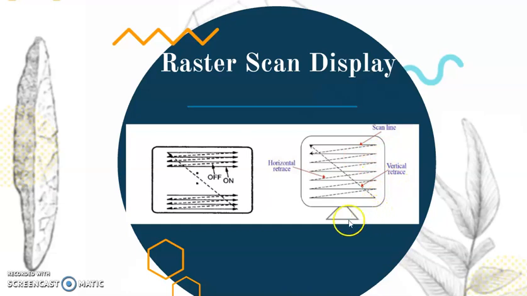So this is about how I do scanning on a screen, basically how a raster scan display works. Now to my left you could also see an image showing that if scanning is on, the retracing will be off.